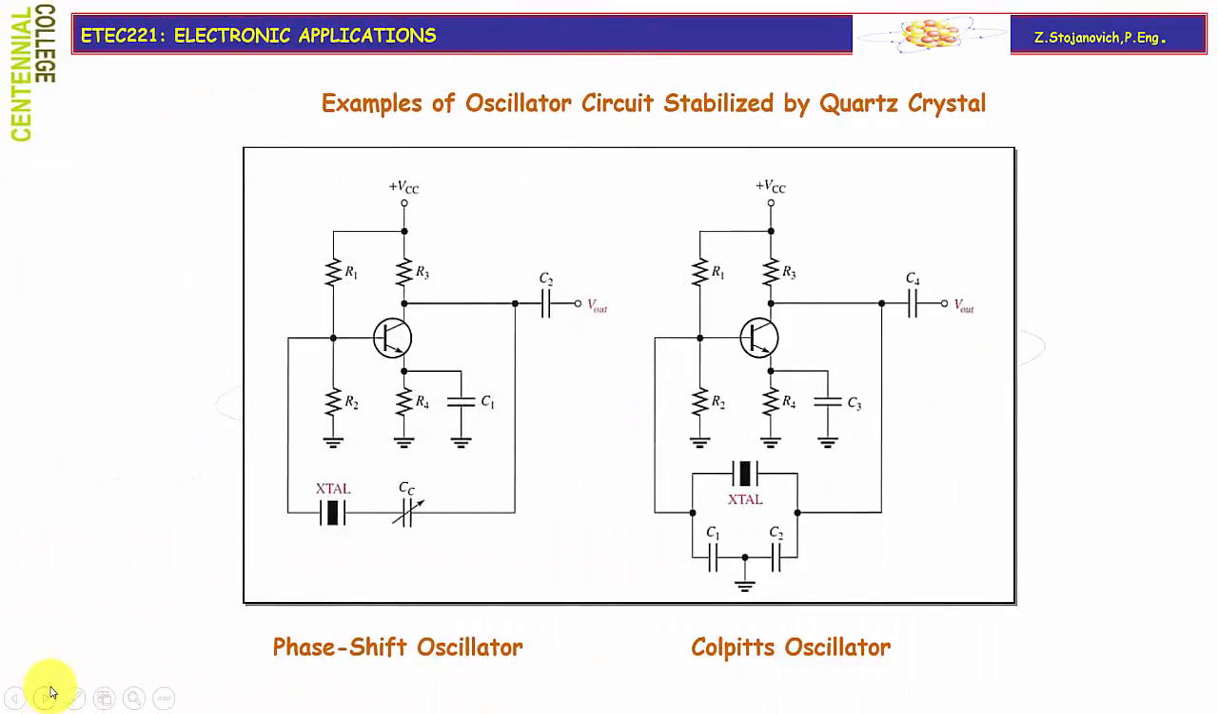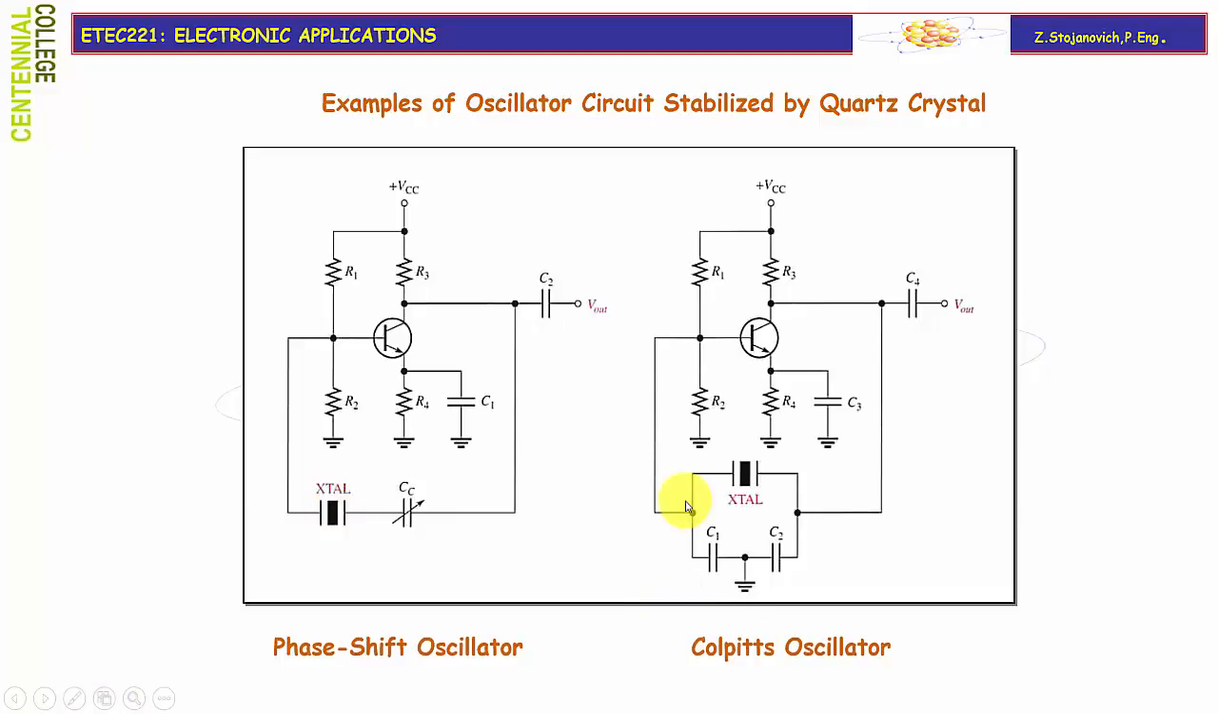Now here are a couple of examples of how we can utilize quartz crystal in stabilizing the frequency of oscillation. In the first case, you are looking at the phase shift oscillator. We are utilizing crystal as a feedback network between the output and the input. In this case, we would like to see the maximum voltage from the output to the input to sustain oscillation, and obviously the crystal will be set up to operate in series resonance. Then it will have a minimum impedance which is equal, as we said, to series resistance.